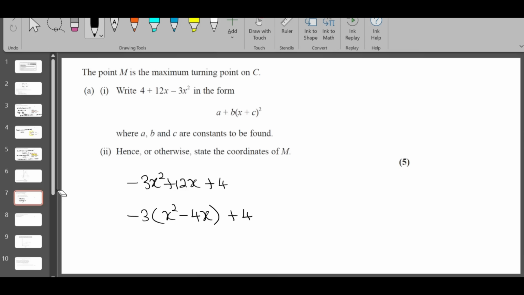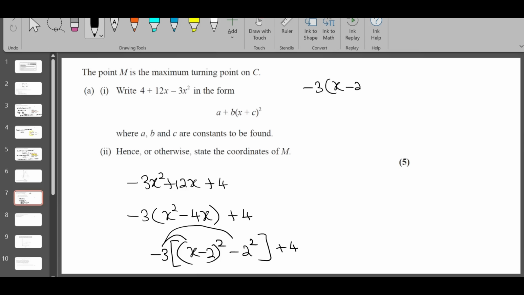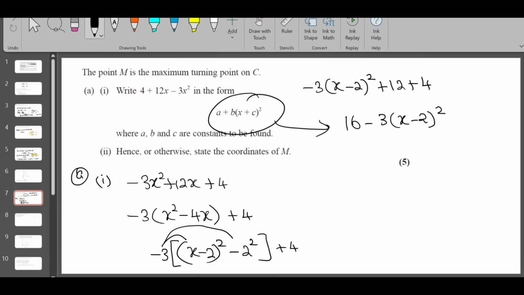The coefficient of x is 4, so half of 4 is 2. You can write it as x minus 2 whole square minus 2 square, by keeping the minus 3 outside and plus 4 also outside. And multiply this by both, you will get minus 3 times x minus 2 whole square. And negative times negative, positive, 3 4s are 12 plus 4. So you will get 16 minus 3 times x minus 2 whole square. That's the answer for part A. It looks exactly like this, right?